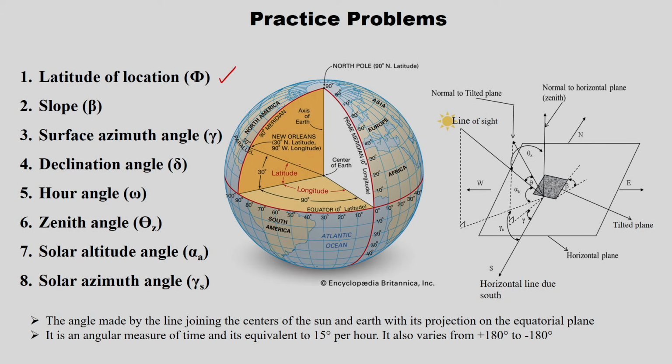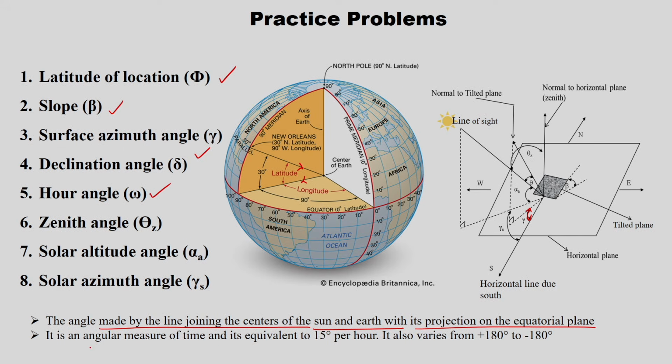As we have seen in lecture 2 itself, latitude is the angle made between the line joining the position to the center of earth and its projection on the equatorial plane. Slope beta is the angle between horizontal plane and the tilted plane. Surface azimuth angle is the angle made by the projection of the normal to the tilted plane on the horizontal plane to the horizontal line due south. So, that is this particular angle, and then declination angle, which is the angle made by the line joining the centers of the sun and the earth with its projection to the equatorial plane.